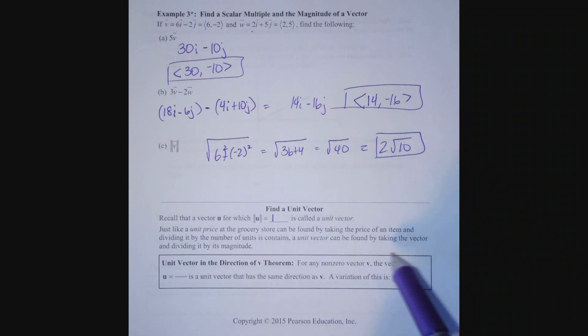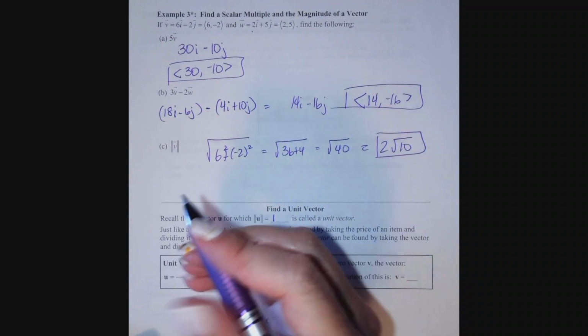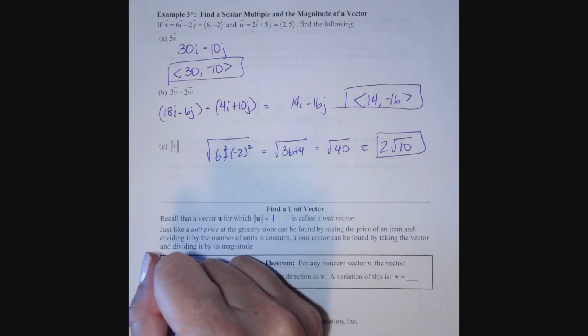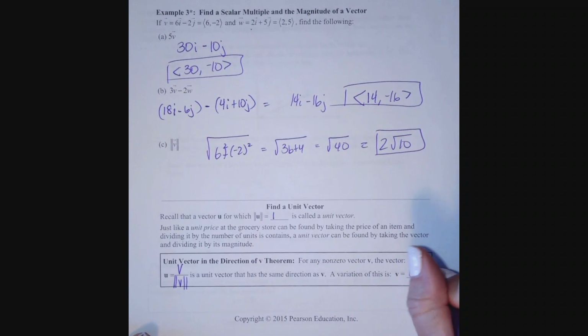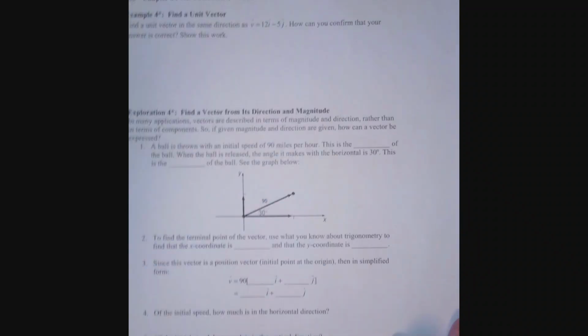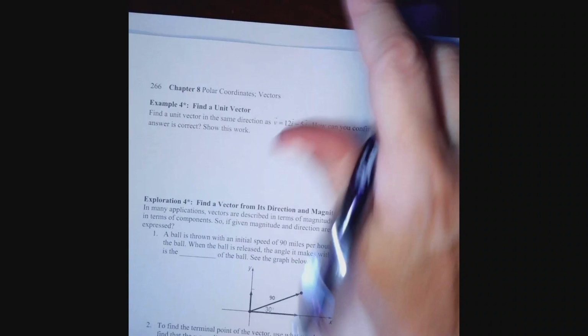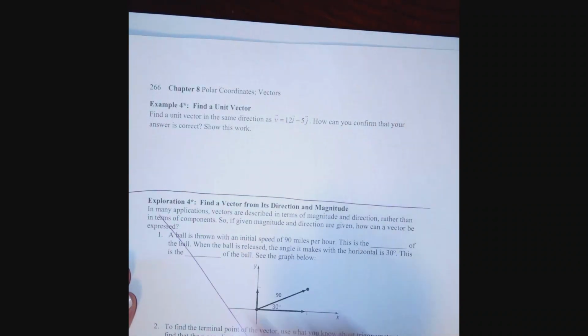The unit vector can be found by taking the vector and dividing it by its magnitude. For any non-zero vector v, the vector u, the unit vector, is v over its magnitude. Another way to say this, to rearrange the terms, would be v is equal to u times the magnitude. Alright, let's find that unit vector, that's like a unit price.